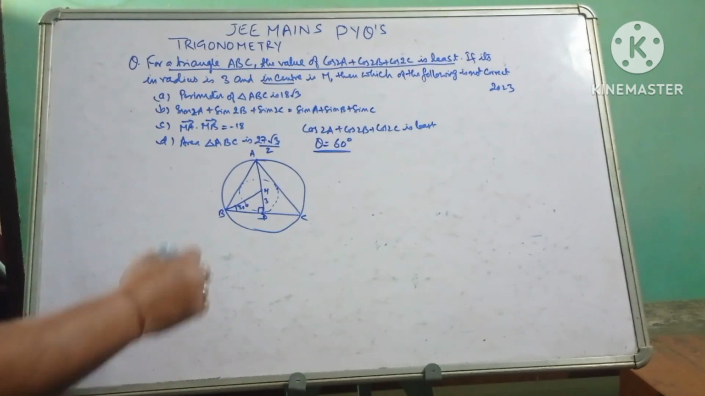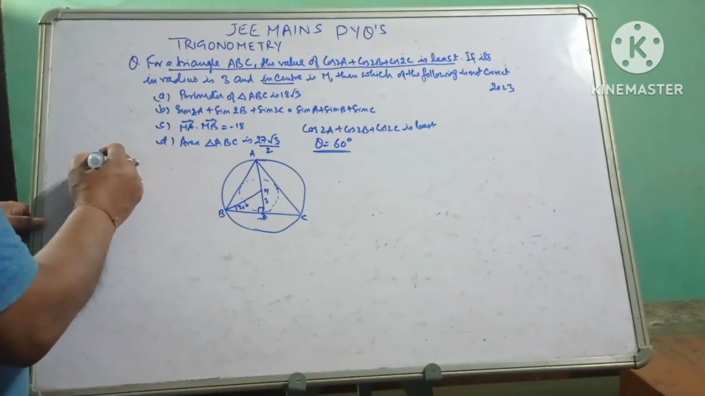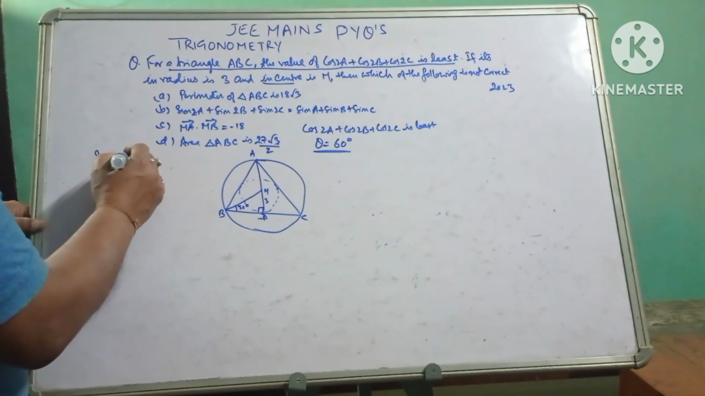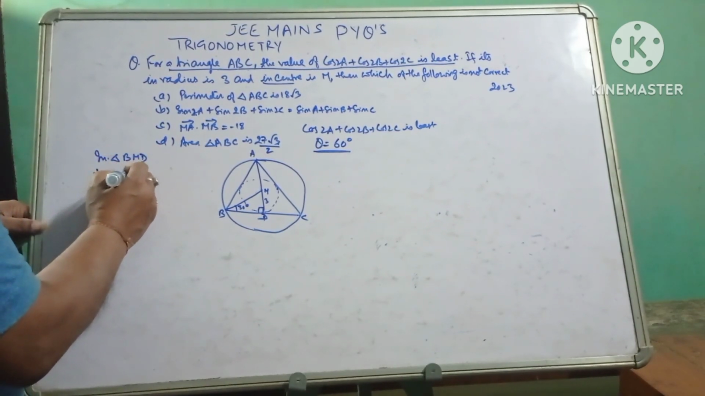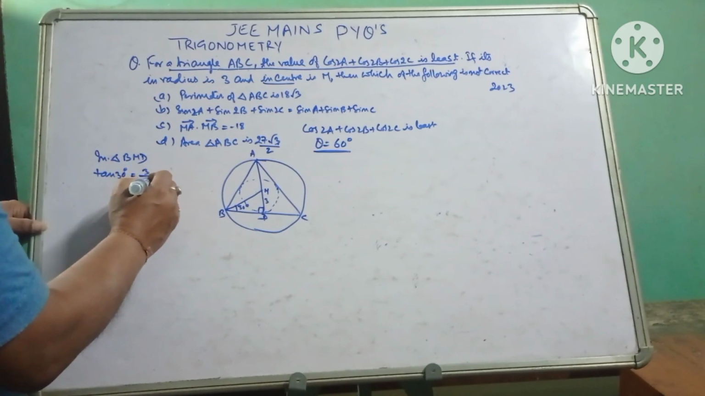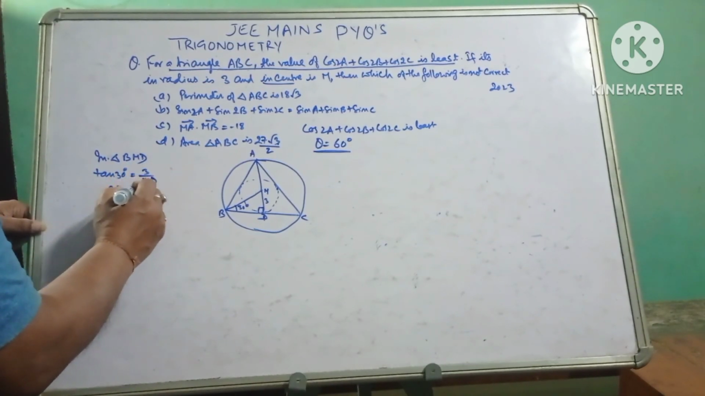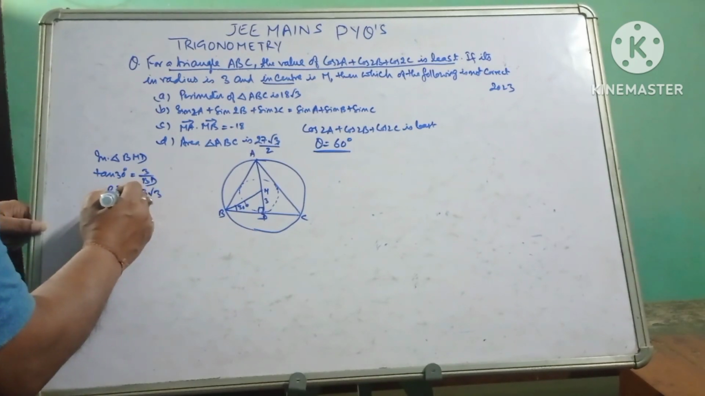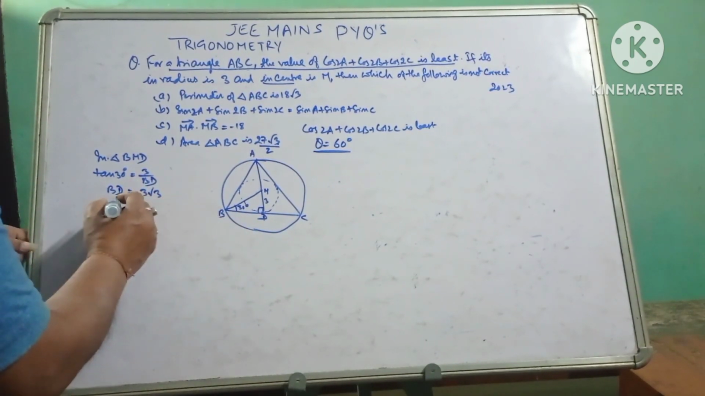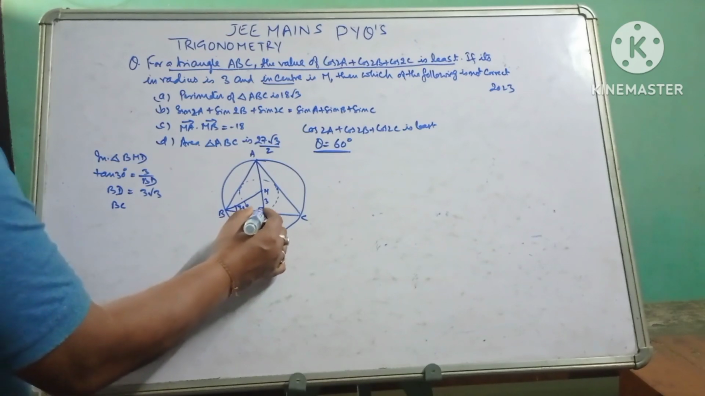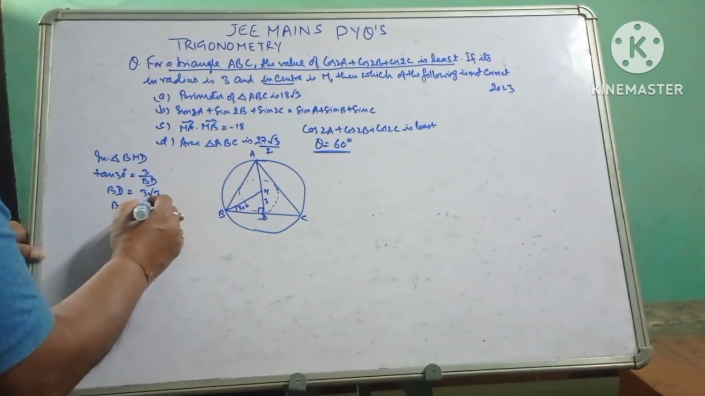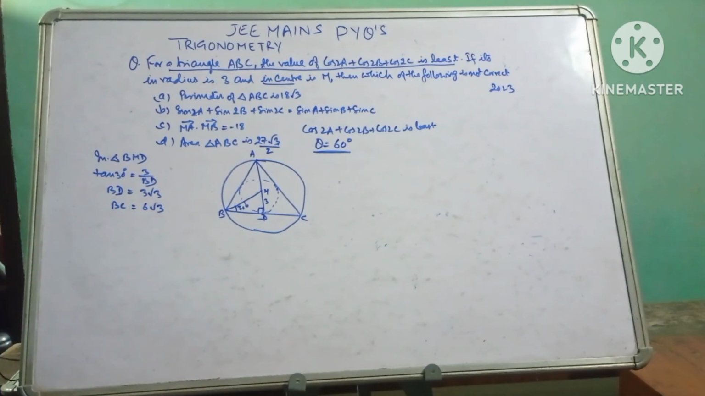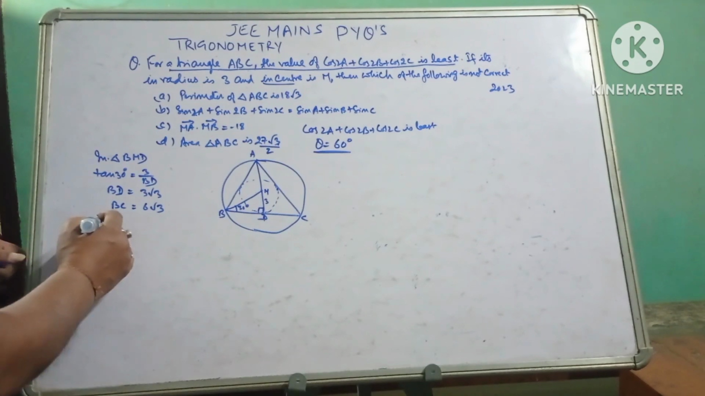So from here, in triangle BMD, tan 30 degrees is equal to 3 by BD. So your BD will be equal to 3 root 3. Since this is the perpendicular bisector and median also, your BC will be 2 into 3 root 3, that means 6 root 3. When you have the side of an equilateral triangle, your area will be how much?